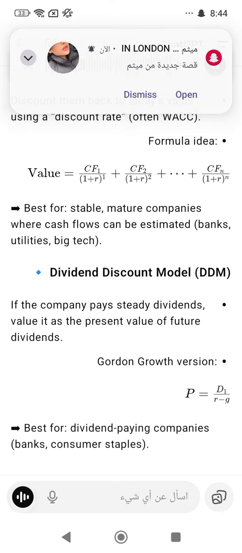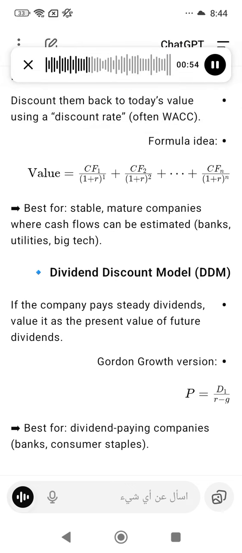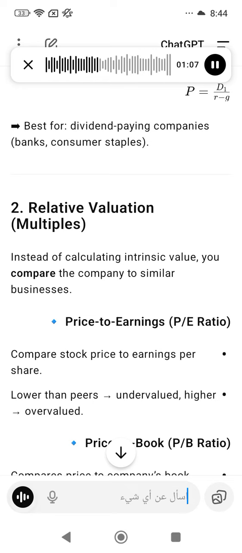Dividend discount model, DDM. If the company pays steady dividends, value it as the present value of future dividends. Gordon growth version: P equals D1 over (R minus G), where D1 is next year's dividend, R is required return, G is dividend growth rate. Best for dividend paying companies, banks, consumer staples.